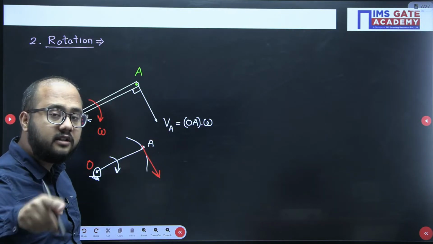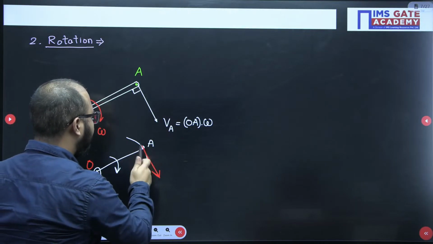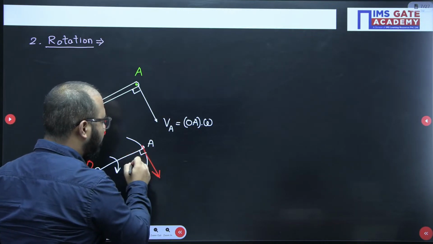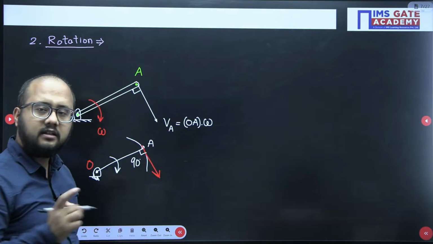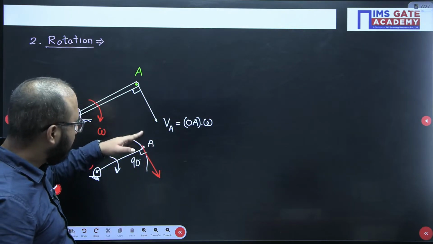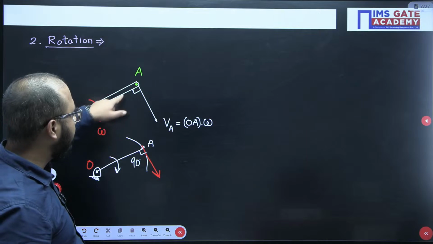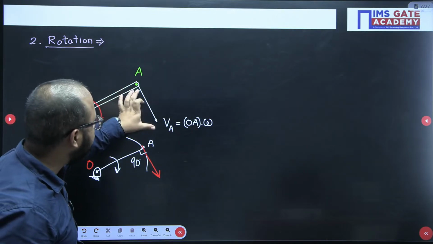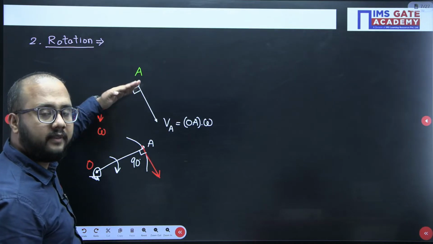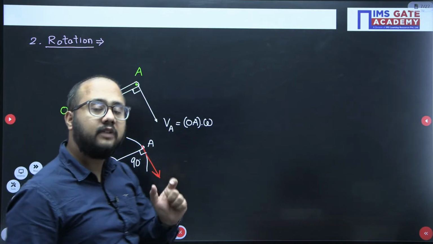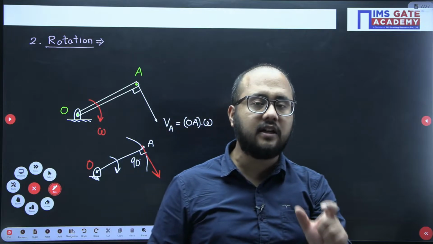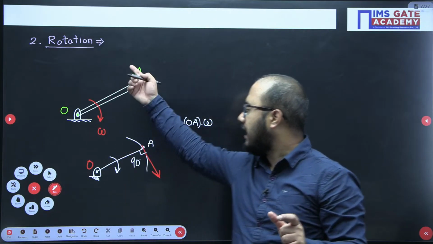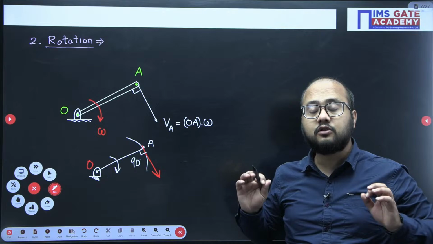Direction will be always tangent to the path. So tangent to the path will become automatically perpendicular to the link. Tangent to the path will become what? Perpendicular to the link. That's why this perpendicular, this 90-degree thing you should remember, that velocity vector is perpendicular to this link. This is very important. While drawing the velocity diagram, this definition or this important meaning of how to draw the velocity vector should be clear.